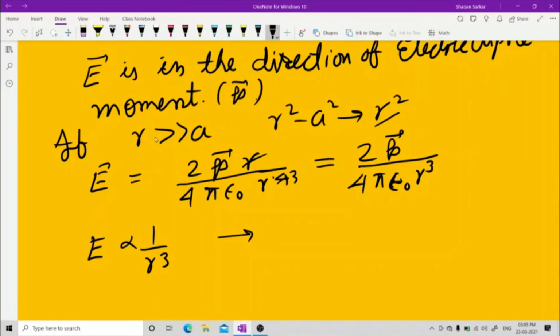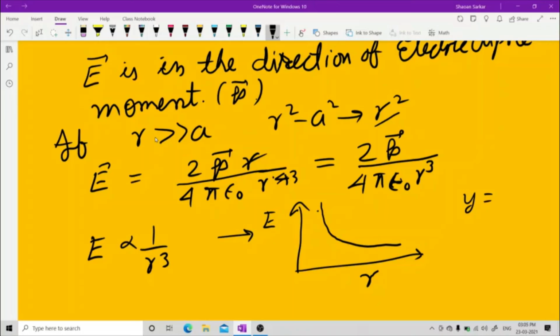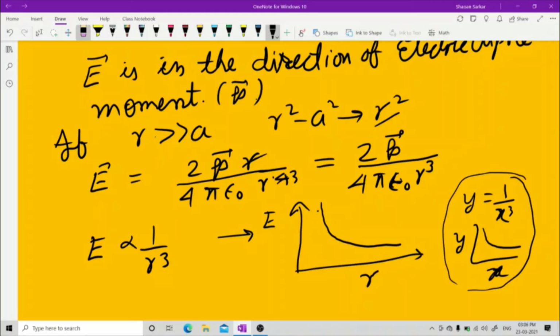Therefore, the graph of this is something like this. This is your electric field, this is your r. The graph is somewhat like the graph of y equal to 1 upon x cube, this type. I have already told you this in the chapter of graph in mathematics. You can rub this now.